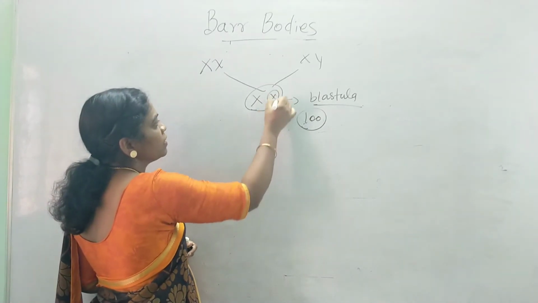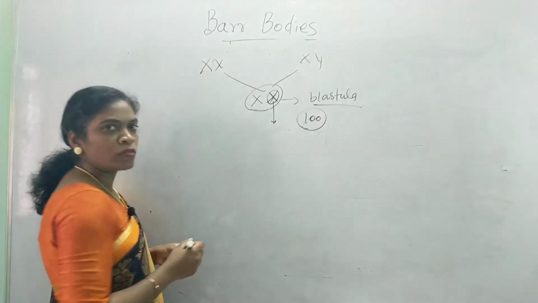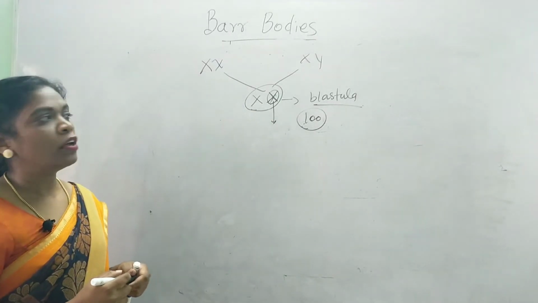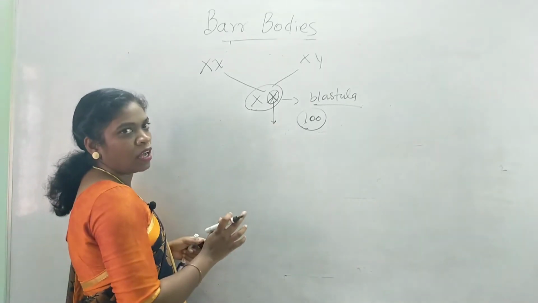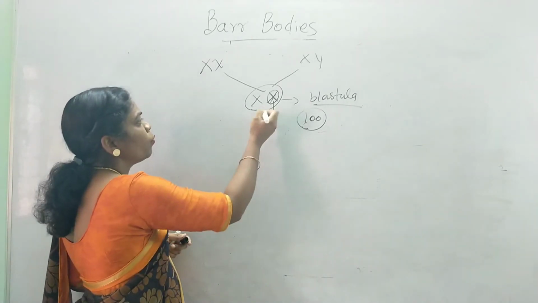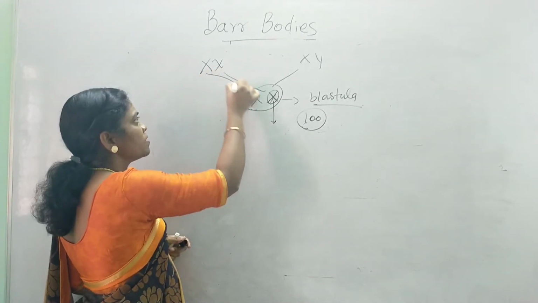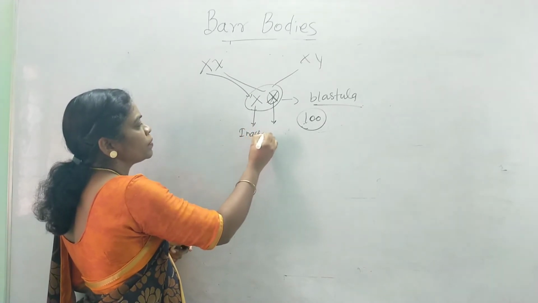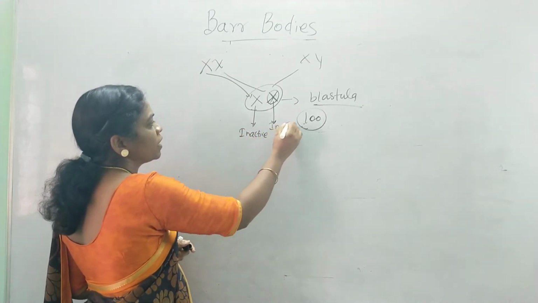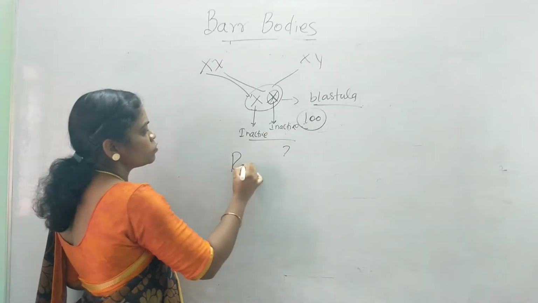So what happens here? This gets inactivated, and the female will have only one X chromosome remaining active in the case of eutherian mammals. Here we have to raise a question: whether the chromosome which is obtained from the mother remains inactive, or the chromosome which is obtained from the father remains inactive. Here it is a big question actually. So it is a random choice.